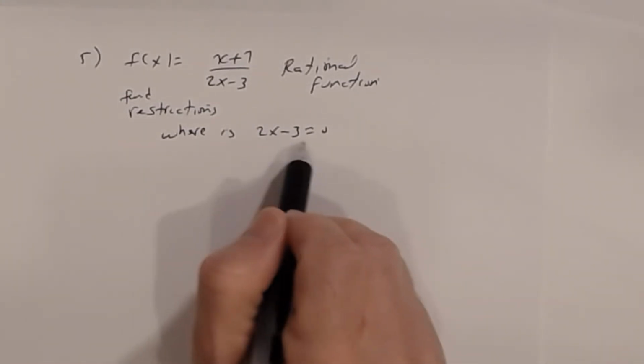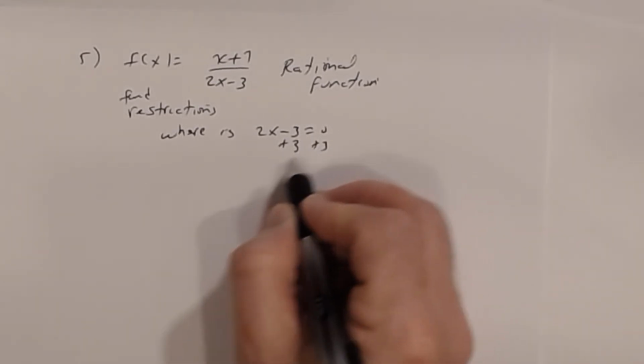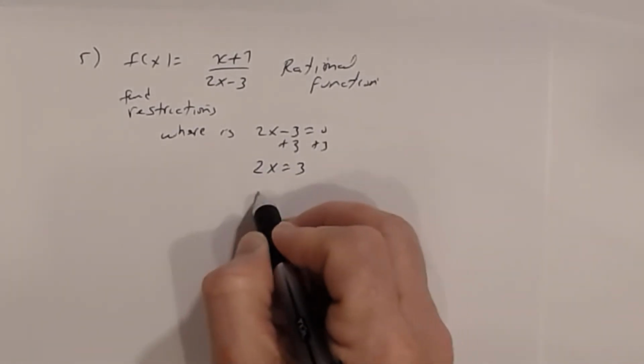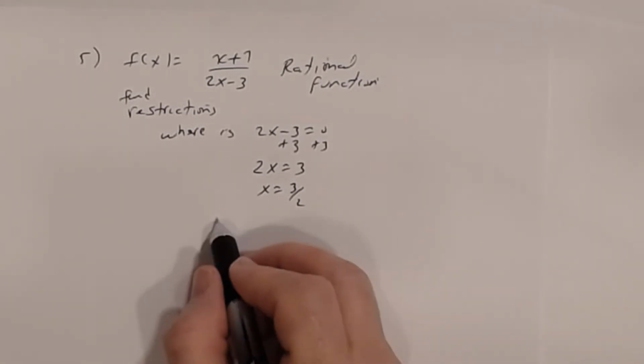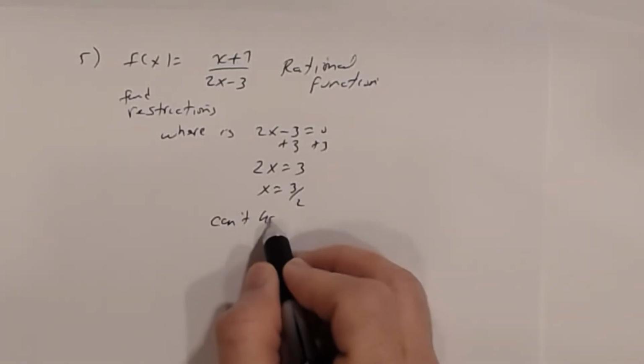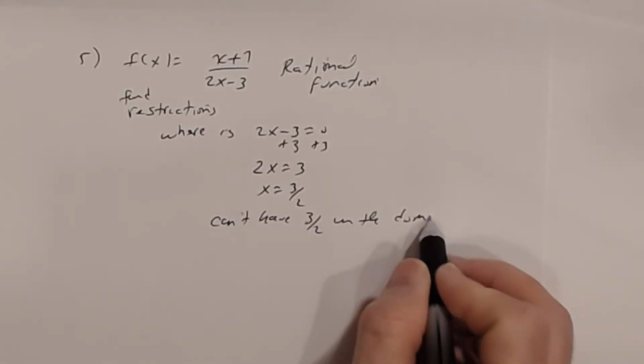And so you're just solving this equation. So this is a linear equation. You're going to add 3 to both sides. So you get 2x equals 3, and so x is 3 halves. So that's your restriction. So you can't have 3 halves in the domain.